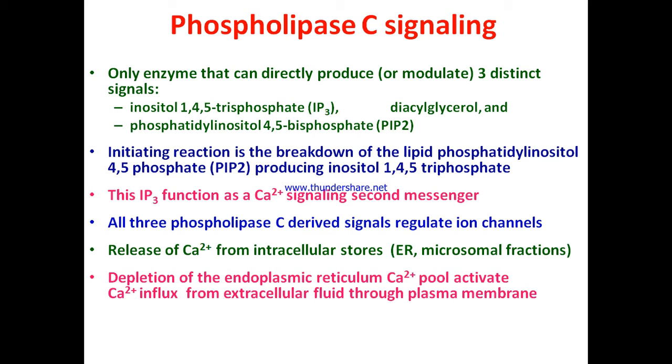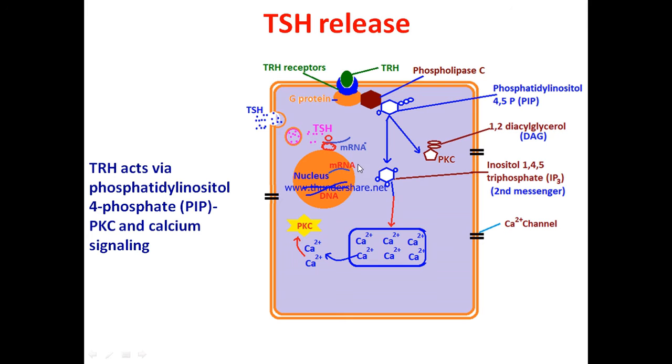This IP3 functions as a Ca2 plus signaling second messenger. All three phospholipase C derived signals regulate ion channels. Release of Ca2 plus from intracellular stores like endoplasmic reticulum, microsomal fractions, etc. is induced. Depletion of the endoplasmic reticulum Ca2 plus pool activates Ca2 plus influx from extracellular fluid through the plasma membrane. It shows what is explained here.